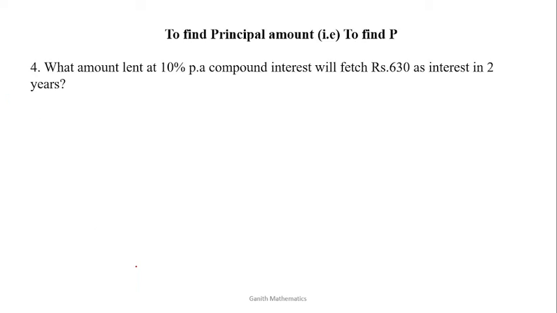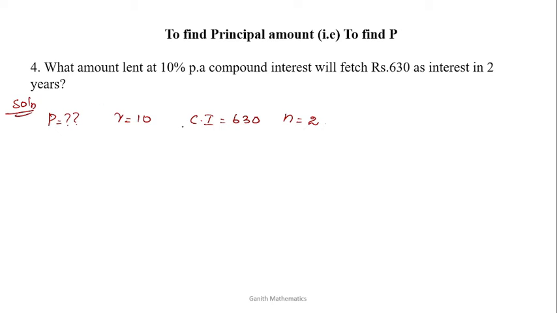We have to find the principal amount, that is, to find P. So we just write what the givens are. What amount lent at 10% compound interest? So we have to find the amount which we have to give for 10% compound interest. So R is 10%, and it will fetch 630 as interest. So it is compound interest, so CI is 630 in 2 years. So N is equal to 2 years.